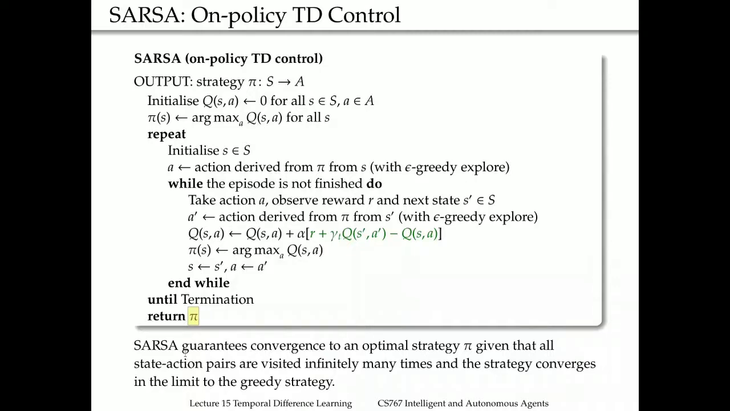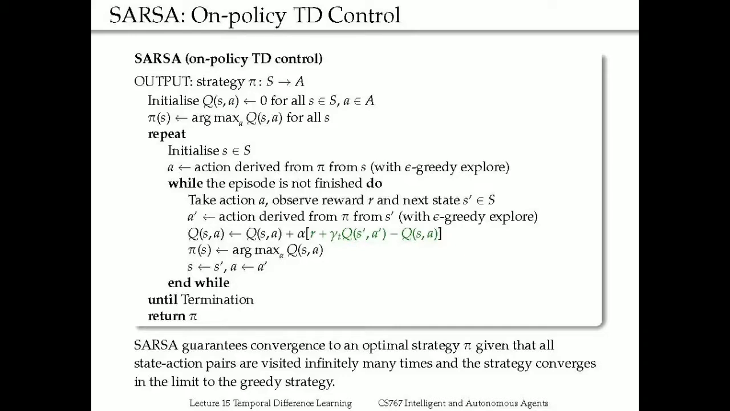Just like the strategy evaluation algorithm, this on-policy TD control will guarantee convergence to an optimal strategy pi, given that all the state-action pairs are visited infinitely many times, and the strategy converges in the limit to the greedy strategy. Notice that because of the exploration-exploitation dilemma, if we fix the value of epsilon and adopt epsilon greedy exploration in the policy that we're trying to optimize, we would never be able to guarantee that the strategy converges in the limit to the greedy strategy. In that case, this guarantee fails, and it will only guarantee an optimal strategy among the epsilon soft strategies.